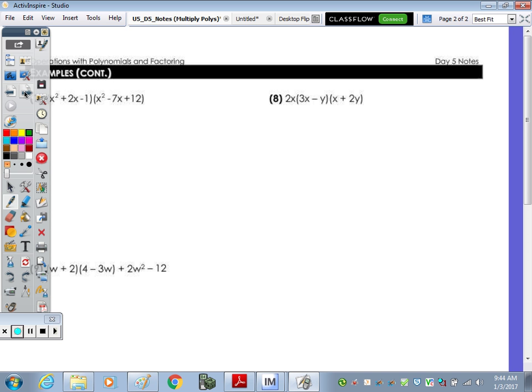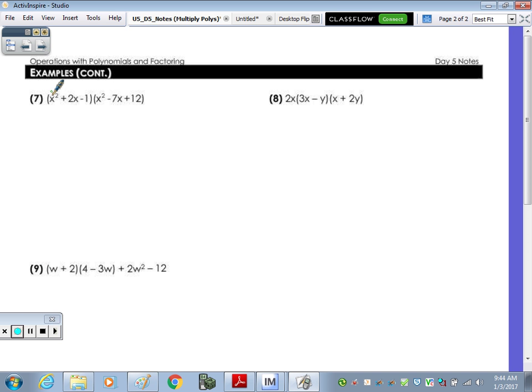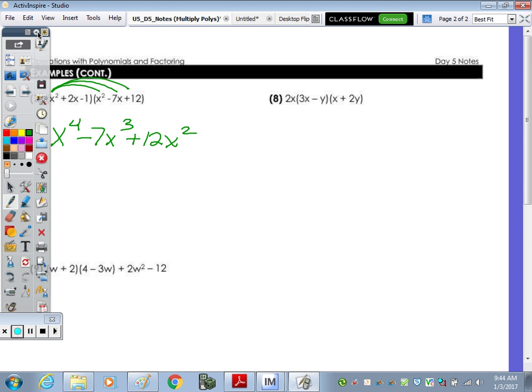Okay, so let's distribute the x all the way through. Or the x squared, rather. X squared times x squared is x to the 4th, minus x squared times 7x would be 7x cubed. And then x squared times 12 would be 12x squared.